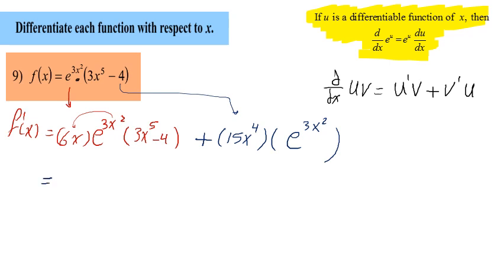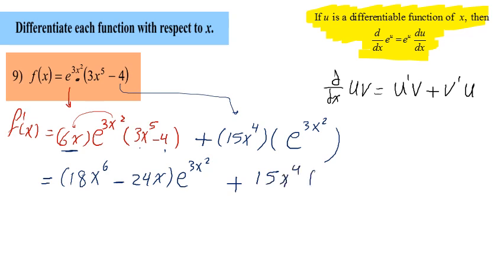As we can see, I can multiply this 6x by the bracket here. So 6x multiplied by 3x to the power of 5 is 18x to the power of 6, minus 6x multiplied by 4 is 24x, multiplied by e to the power of 3x squared, plus 15x to the power of 4 multiplied by e to the power of 3x squared. I can take e to the power of 3x squared as the highest common factor.